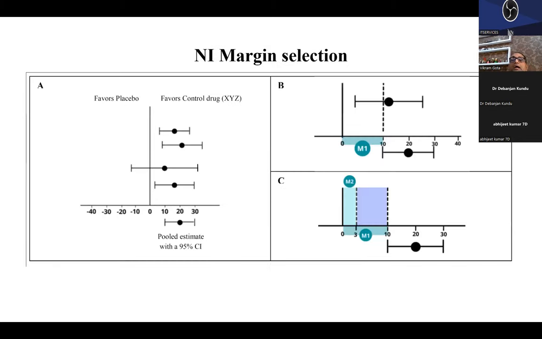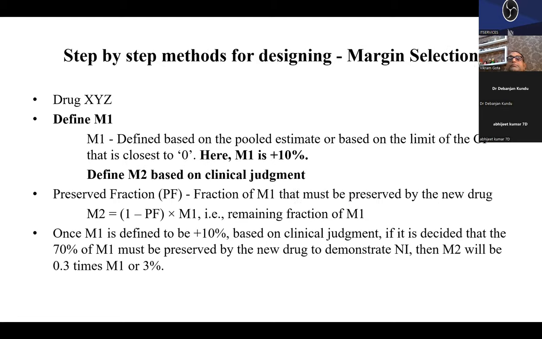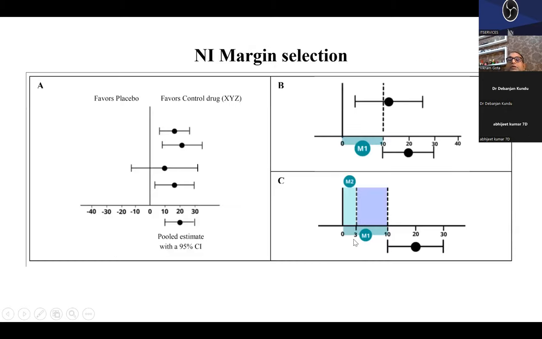I'll explain that with the help of an example. This is called M1. This is the old treatment, the standard of care. It has proven to be superior to placebo, and the difference between the lower bound and zero is about this much, which is called M1. Now, you say that you want to retain a certain fraction of this M1. In this example, we have said that I want to retain 70% of M1 to be preserved. So this is the preserved fraction. No matter what happens, you want to preserve this effect. So what is left for the margin is this much. This will be M2, which is the actual margin for your non-inferiority trial.